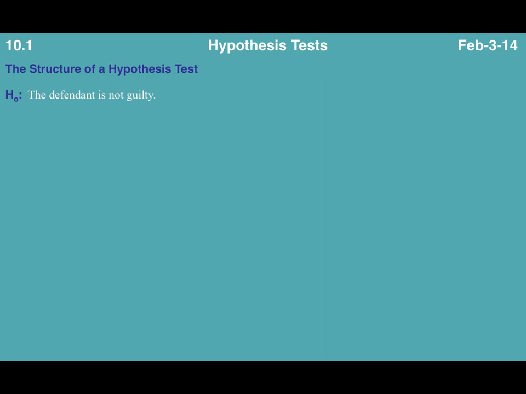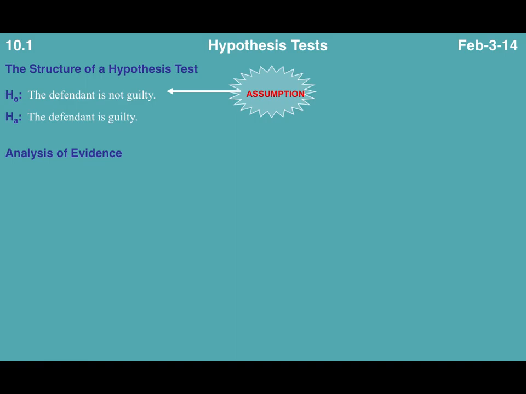So in a court of law, we always assume that the defendant is not guilty. So the null hypothesis is always the assumption. And then we have the alternative hypothesis, and that's what we look for evidence in favor of. So in a court of law, we look for evidence that the defendant is guilty. Anytime someone comes into a court of law, they're assumed to be not guilty, and then it's up to the plaintiff to prove that that person is actually guilty.